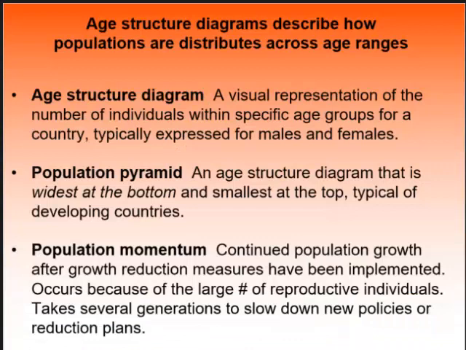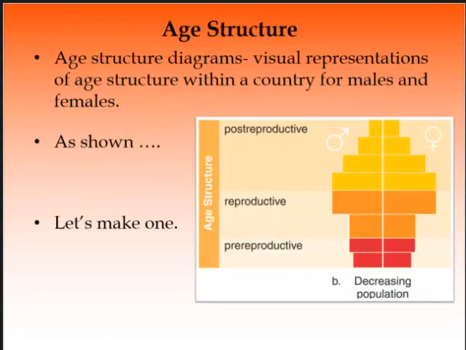Okay, we're going to talk about age structure diagrams. Those are pyramids. Think of population pyramids. The big takeaways are that it's going to be widest at the bottom and smallest at the top in a developing country. And population momentum is what we're going to be experiencing for a while in our world. That's where the population grows after we've put reduction measures into place. Population momentum continues for several generations until everybody is following the reduction plans.